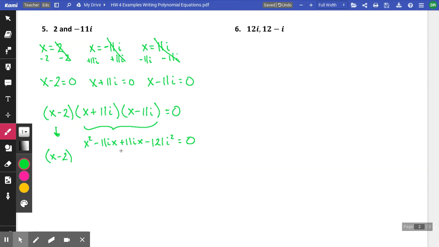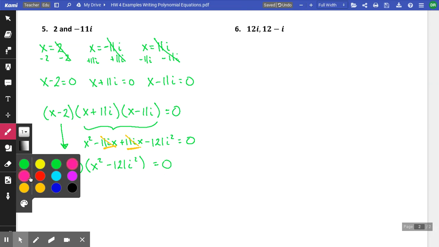Okay. And so let's check this one out, combine some like terms where we can, and we see that there's a minus 11i and a positive 11i. That x, that'll cancel each other. And so we're left with x squared minus 121i squared. So let me go ahead and fix this a little bit. We get x squared minus 121i squared. And let me move the x minus 2 down a little bit lower, because again, we haven't actually used that yet. Okay, so we're at the same spot we were before.